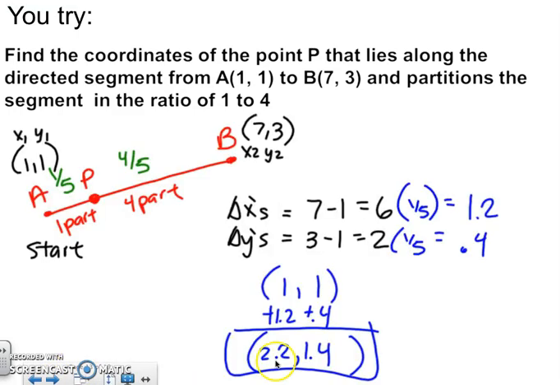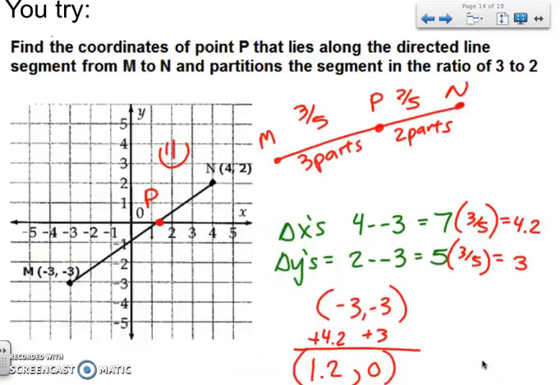So you should have gotten the point 2.2, 1.4. So again, label and draw a picture. You had 1/5 and 4/5. So I started at point A. I did 7 minus 1 and got change of x's was a 6. 3 minus 1 was a 2. I used my fraction 1/5 because I was starting at point A moving this way. So my change in x was a 1.2 I needed to add, and then change in y was a 0.4 that I needed to add. Okay, so if you did not get this answer and you started from B, let me know and I can help you out.